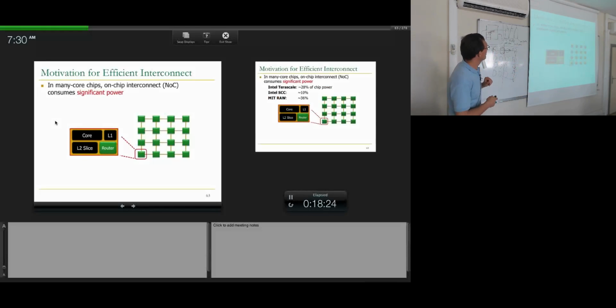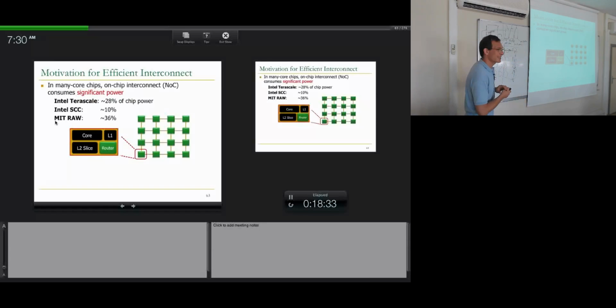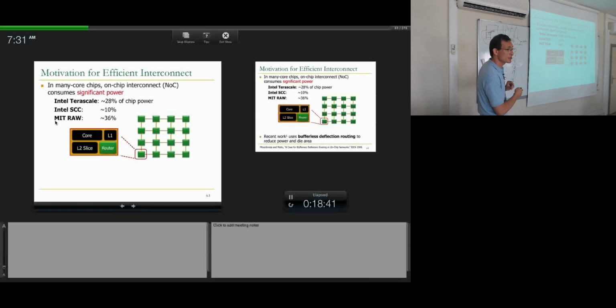Okay, so one motivation of efficient interconnect is that on-chip interconnect consumes significant power, and I think that'll be most of the rest of my lecture today. People have demonstrated different levels of power consumption. For example, in Intel Single-chip Cloud, it's about 10%. In Intel Terascale, it was about 28% of the chip power. In the MIT RAW processor, which was one of the earliest on-chip network prototypes from the 1990s, it had 36%.